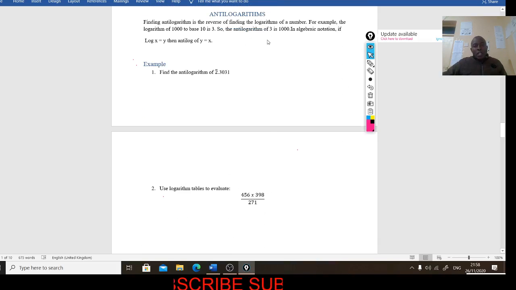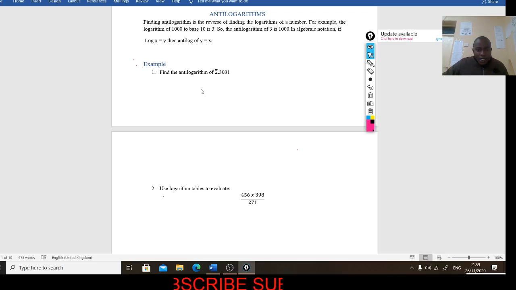Now finding the anti-logarithm is the reverse of finding logarithms. For instance, the logarithm of 1000 to base 10 is 3. So that means that the anti-logarithm of 3 is 1000. So in simple terms, when the logarithm of x equals y, then the antilog of y is x.